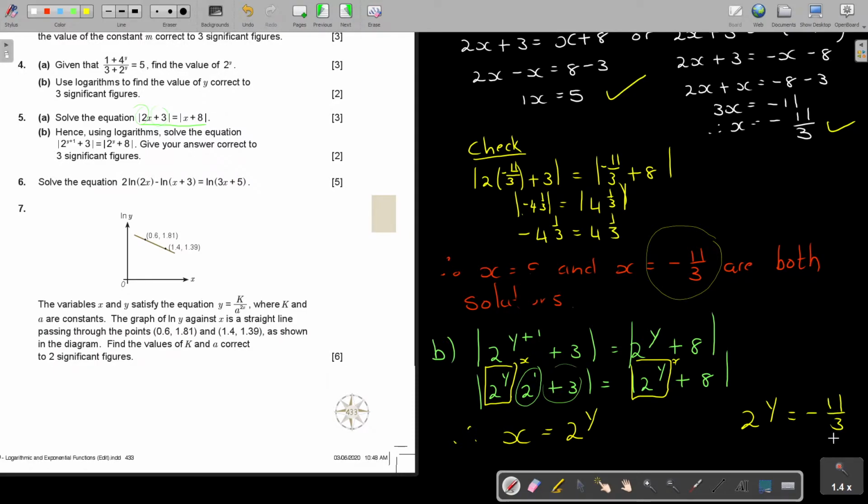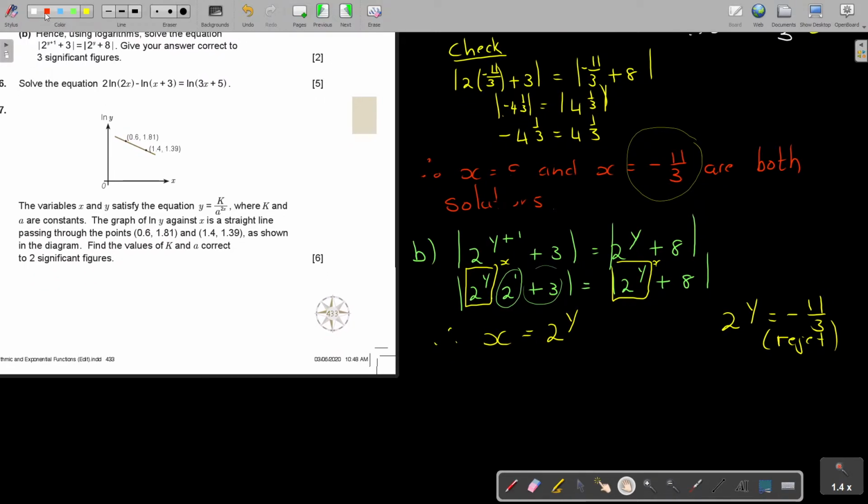If you go to logs, you're going to end up with a negative, so you're going to reject this one. Okay, so you're basically going to say, I'm only going to say that 2 to the power of y is equal to 5. So therefore, 5 is equal to 2 to the power of y.